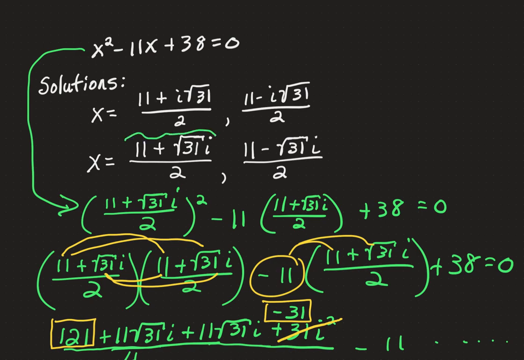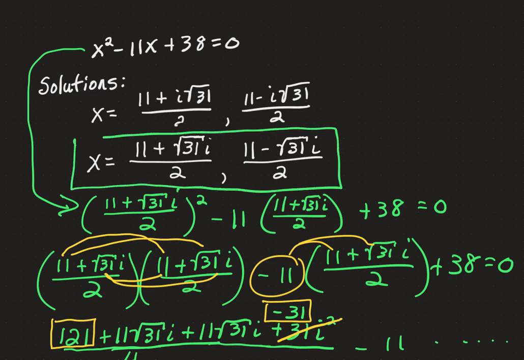This video is already long enough, so I'm going to leave it to you to prove that the value of x, that is 11 minus the square root of 31i, all divided by 2, is also a solution to this equation. The only thing that's going to change is a lot of the signs, but those are both solutions. It's a lot of work. Just take it step by step by step.